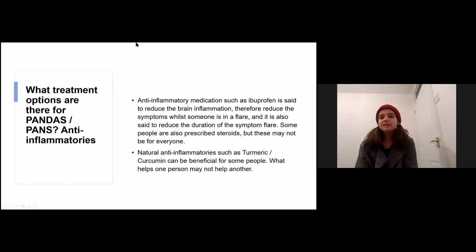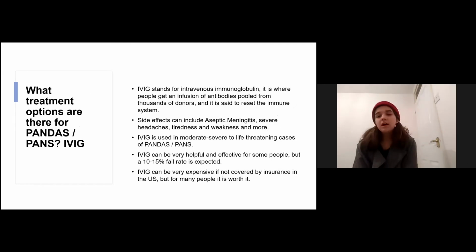So anti-inflammatories are also used, and this can reduce the brain inflammation and reduce the symptoms whilst somebody's in a flare. And for some people, it's also said to reduce the duration of the flare. Some people are also prescribed steroids, but these may not be for everyone, and some people prefer to use natural anti-inflammatories.